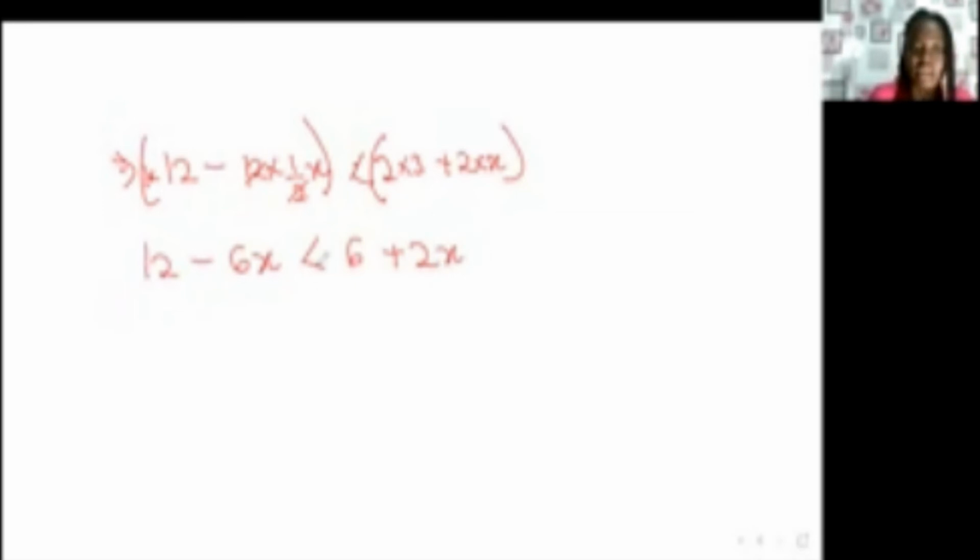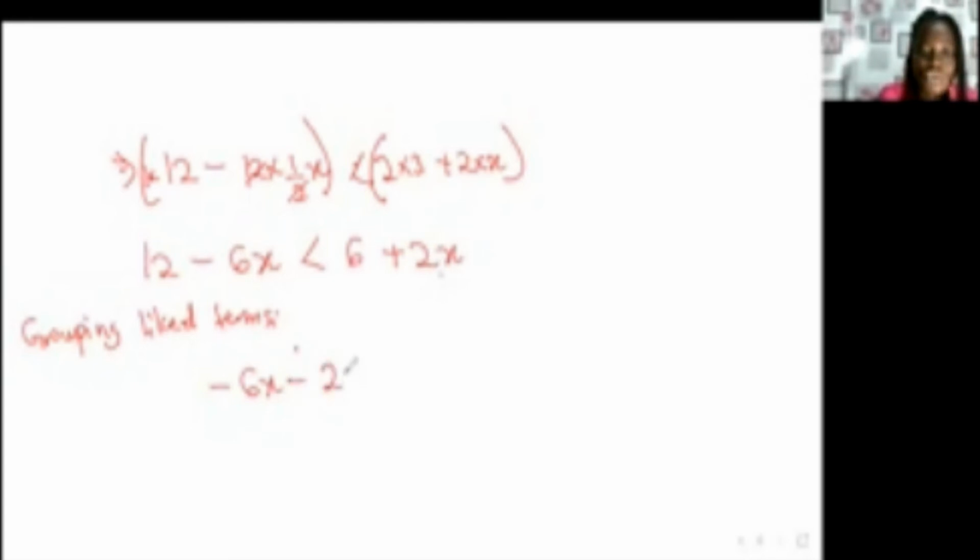Then we simplify. So at this stage, we have to group like terms. So grouping like terms, at this stage we are going to have negative 6x. Then you bring the 2 to join the negative x, so minus 2x. Then you have less than 6 minus 12. So this will give us negative 8x less than negative 6.